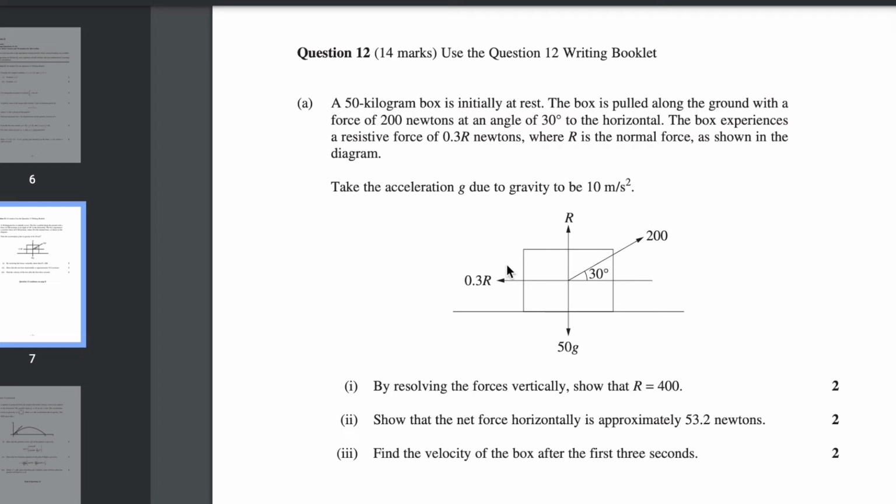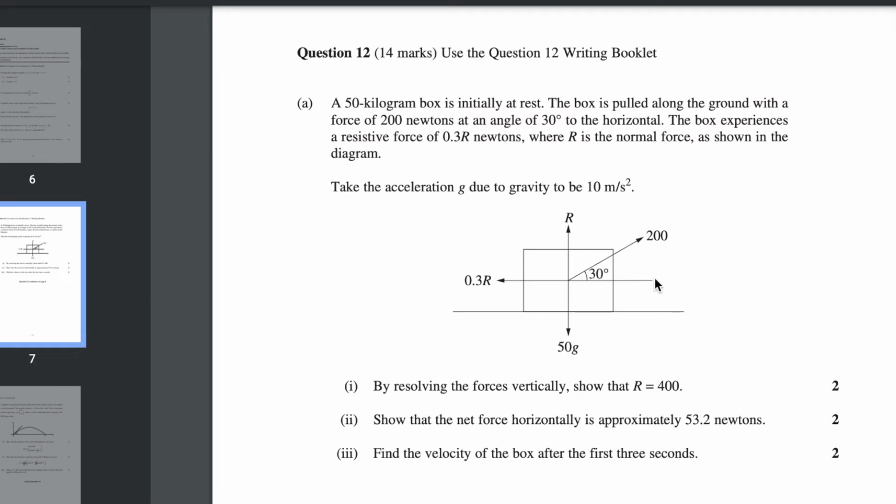So let's see how this diagram relates to that. R is the normal force, so remember that's perpendicular to the surface where the objects touch. So that's going straight up in this case. It says it's 50 kilograms. And remember the force downwards would be mass times acceleration. So that's 50 multiplied by gravity, because gravity is the downwards acceleration. So there'd be 500 newtons going down. The angle is 30 degrees.